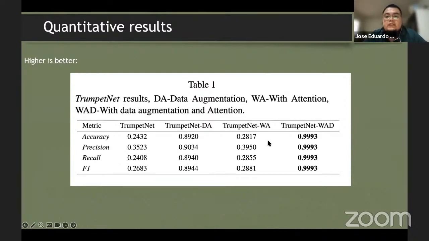On the third column, sorry, the third column is with a self-attention mechanism, but without data augmentation. So we can see that the dataset is also a small dataset. That's why we decided to use data augmentation techniques. And on the last column, you can see the full TrumpetNet with self-attention mechanisms and with data augmentation. So you can see that the results are really improved using both techniques, the self-attention mechanism and data augmentation.